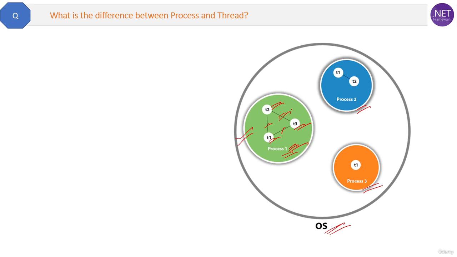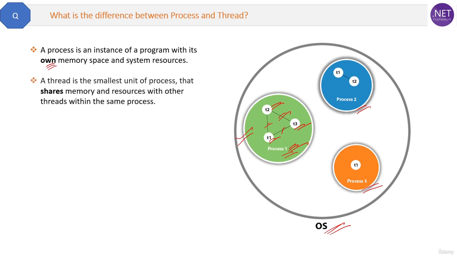So now the definition is: a process is an instance of a program with its own memory space and system resources, whereas a thread is the smallest unit of a process that shares memory and resources with other threads within the same process. So one process can have multiple threads, and now you have a high level understanding of the differences between the process and the thread.